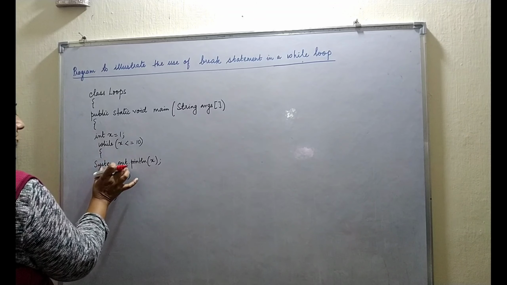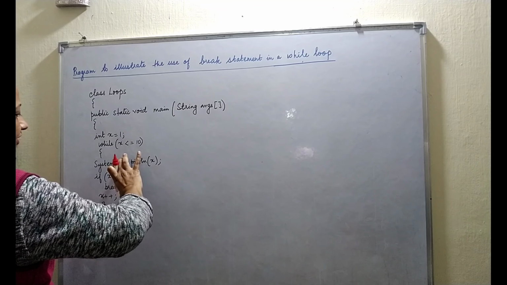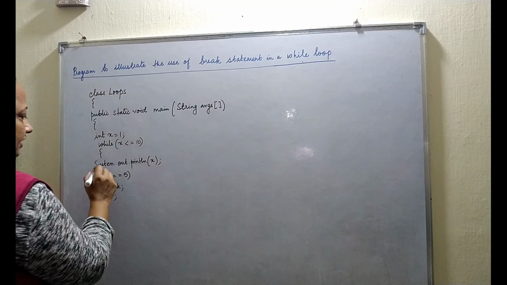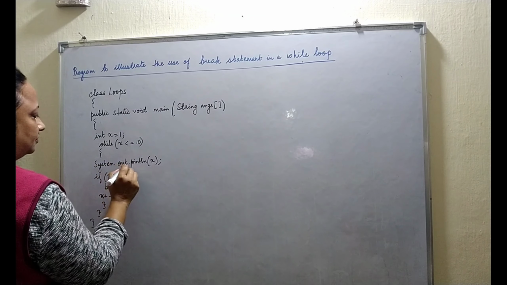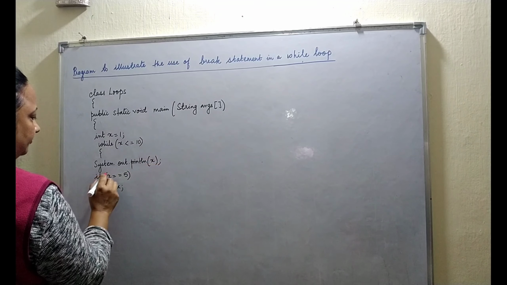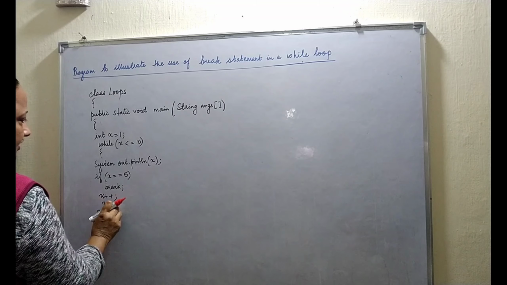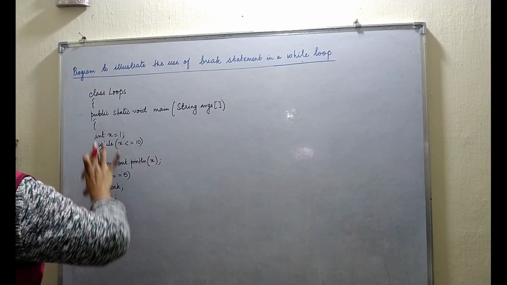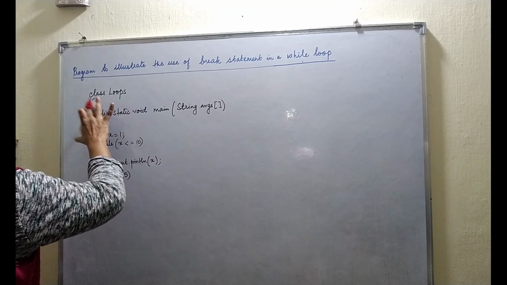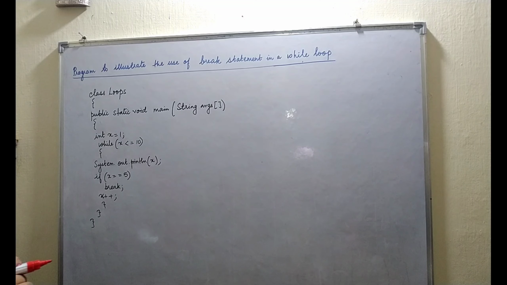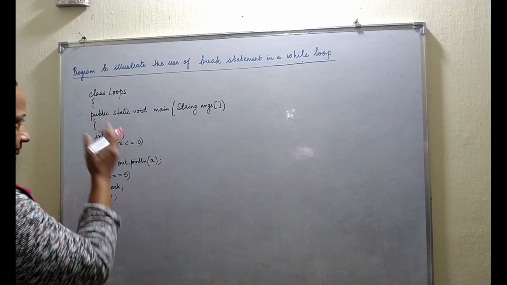Opening braces. So inside the body of the while loop, we have 4 statements here. They are System.out.println(x); if x is equal to 5, break; and x plus plus. This is the closing of the while, this is the closing of main, and this is the closing of the class. Okay. Now, what will be the output of this particular code?